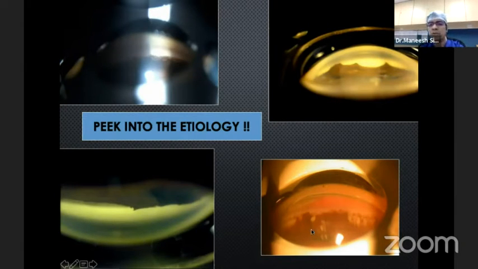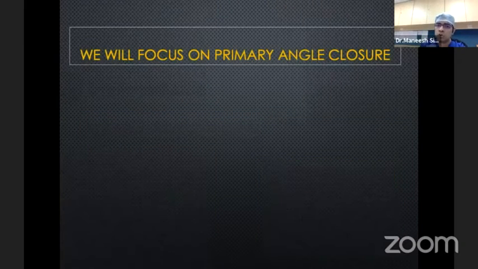On the lower right side, you have large iris strands extending well beyond Schwalbe's line with multiple holes in the iris. These are basically seen in Axenfeld-Rieger anomaly. So gonioscopy can give you a lot of insight, not only about the open or closed angle, but also about the etiology of the disease.